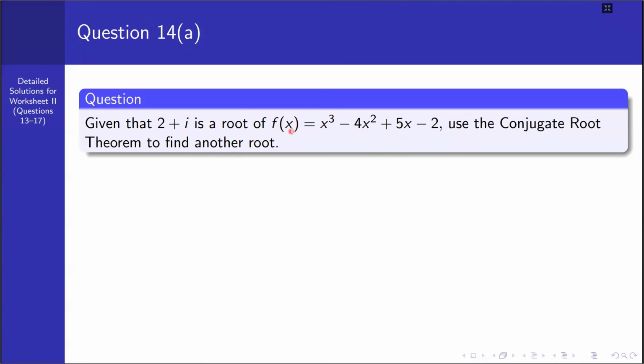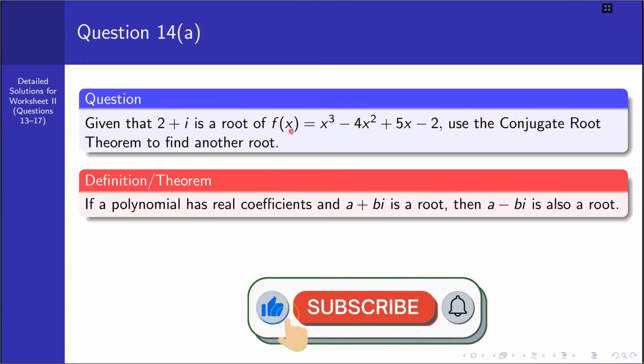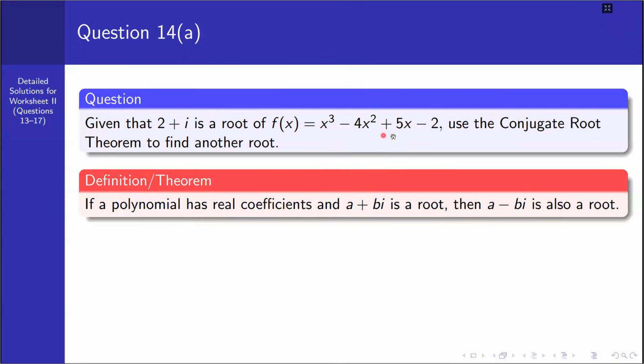We need to recall what the conjugate root theorem says. If a polynomial has real coefficients, that means if the coefficients of the polynomial function are all real numbers, and if a plus bi is one of the possible roots of the given polynomial function, then the complex conjugate of this complex number, which is a minus bi, is also a root of the same polynomial function.